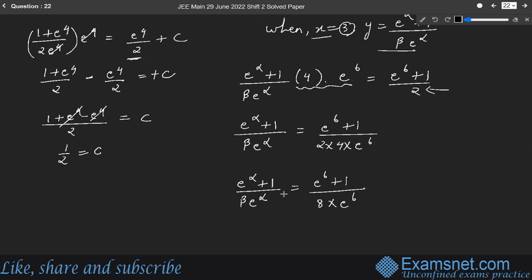Now when we compare both the sides, then we get the value of alpha and beta. What is alpha? Alpha is the power of e. And you can see in the right hand side, the power of e is 6. It means the value of alpha is 6.